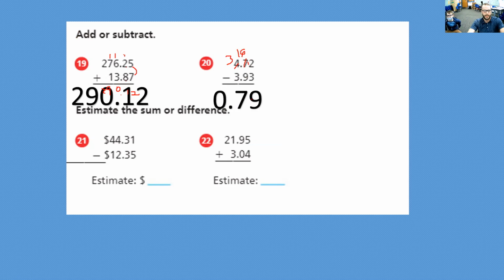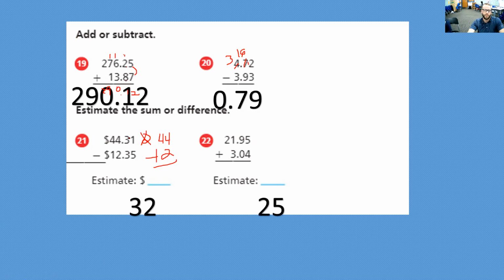Very good. Now going down here, you don't have to do the hard math. You can literally just estimate. If we're just estimating, we could say this is 44 and this is 12. What's 44 minus 12? 32. Over here, you could say this is 22 plus 3. 22 plus 3 is 25.